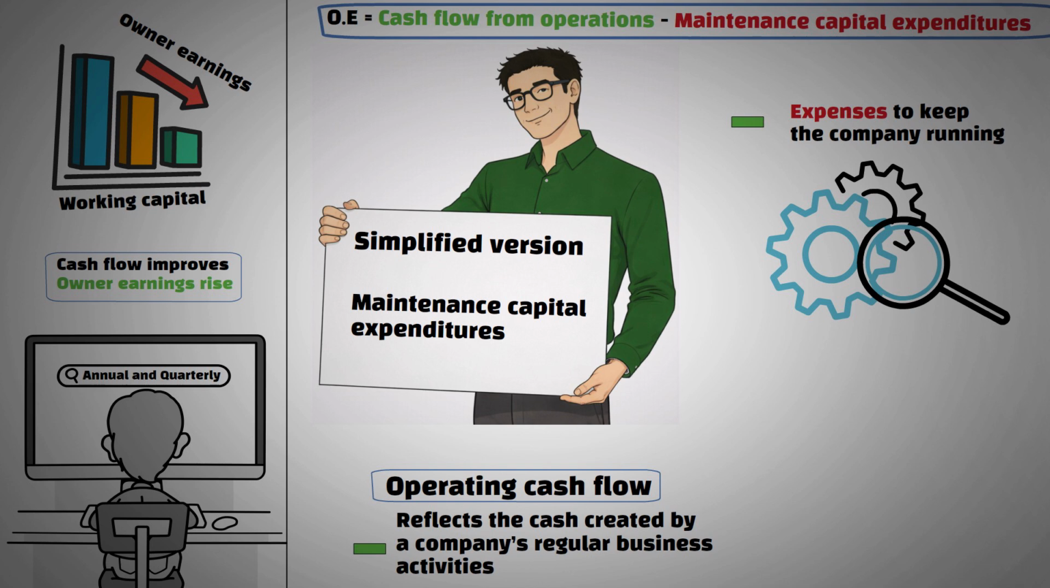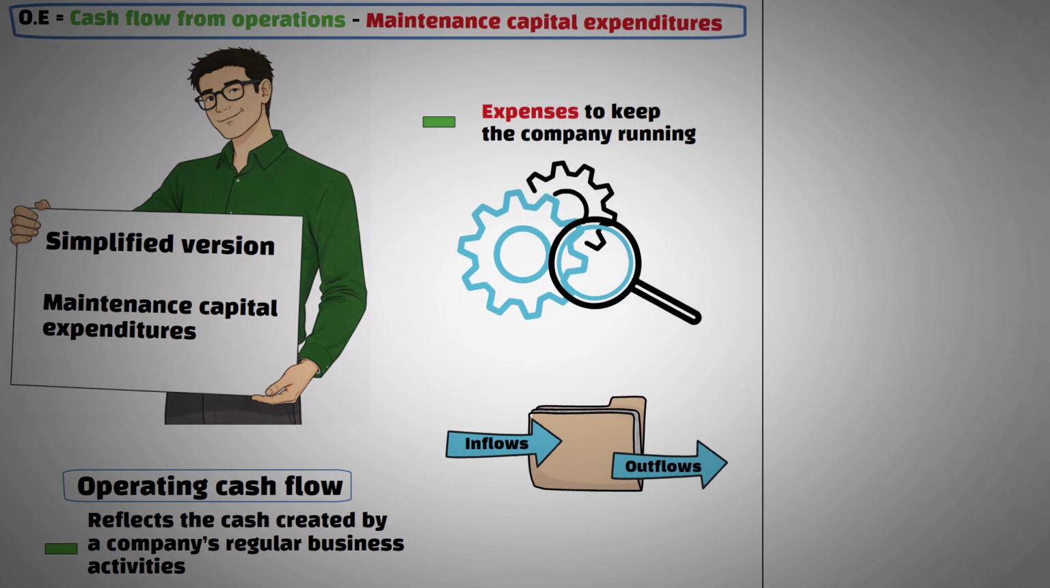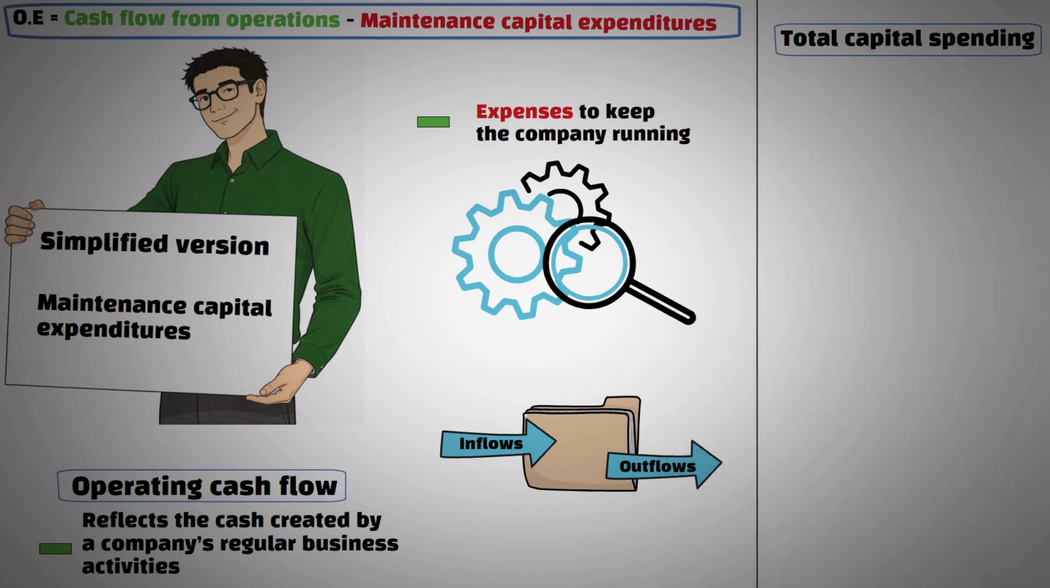Operating cash flow reflects the cash created by a company's regular business activities. It appears in the first section of the cash flow statement and captures real inflows and outflows tied to core operations. Next, we'll briefly look at how Buffett views capital spending.